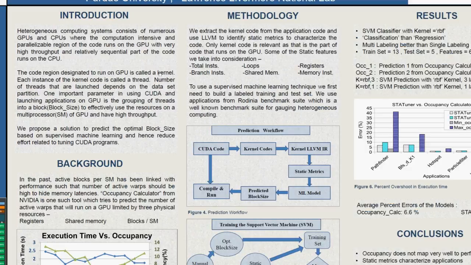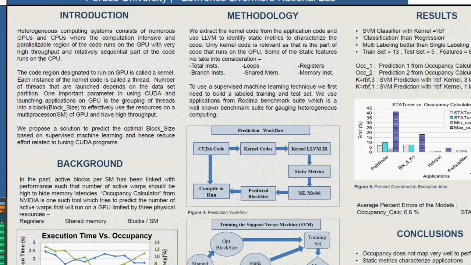We propose a novel approach for predicting block size using machine learning on key static features of the kernel, and this framework is called STATuner. The static features of the kernel code are extracted by an LLVM pass. Static features taken into consideration are total instructions, loops, registers, branch instructions, usage of shared memory, and memory instructions.